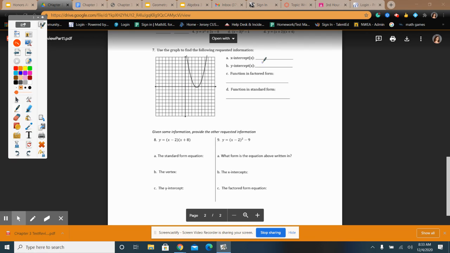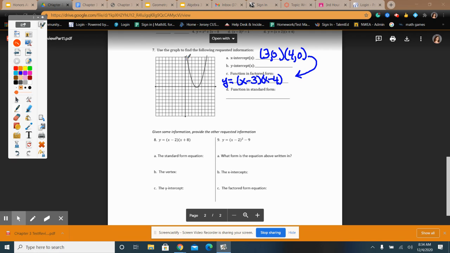1, 2, 3. So that is a 3, 0, and a 4, 0. Well, once I know the x-intercepts, now I'm going to go over here to factored form. Because if you know the x-intercepts, you know the factors by changing the signs. Don't forget to write the equation y equals when you do this. That'll be an x minus 3 and an x minus 4.